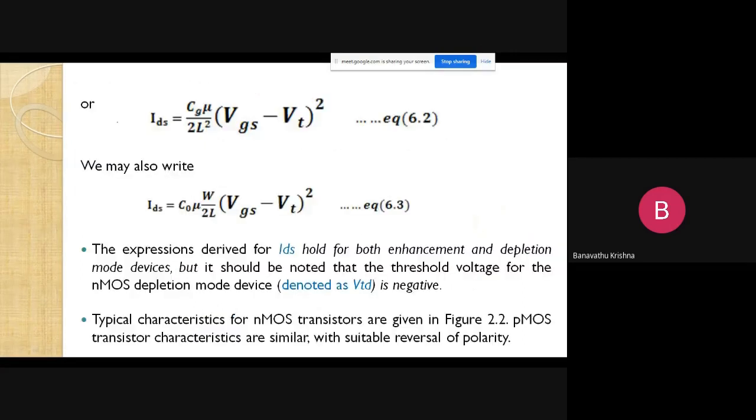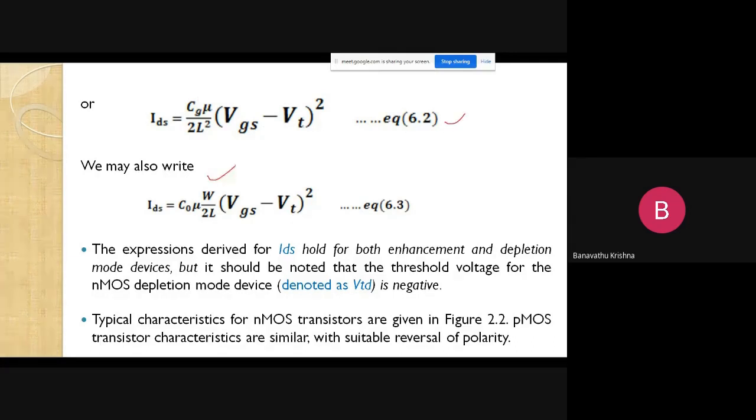Next, IDS equals Cz into mu by 2L. As previously calculated in non-saturation mode, IDS in terms of gate capacitance value. In terms of gate capacitance, right? IDS equals Cz into mu by 2L, (Vgs minus Vt) whole square. That is equation number 6.